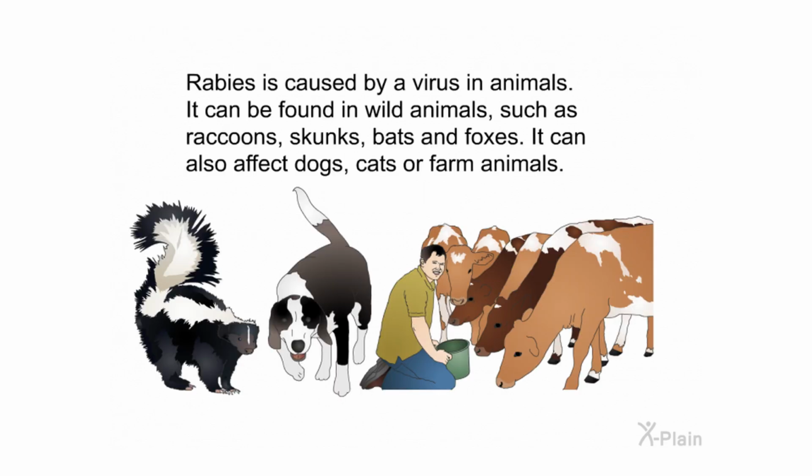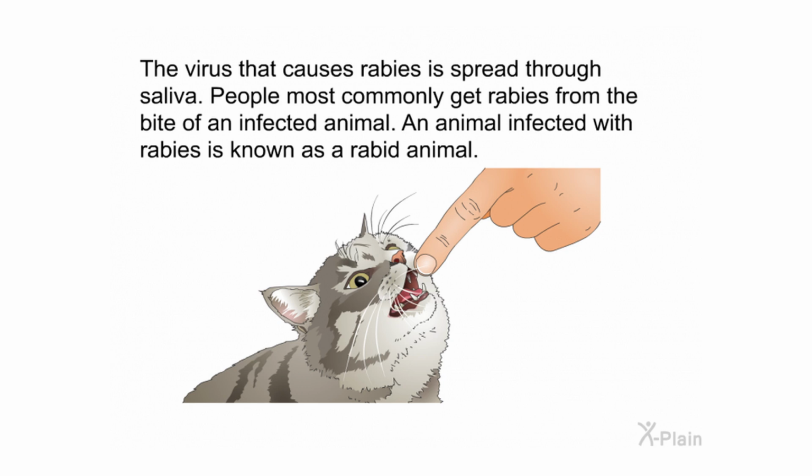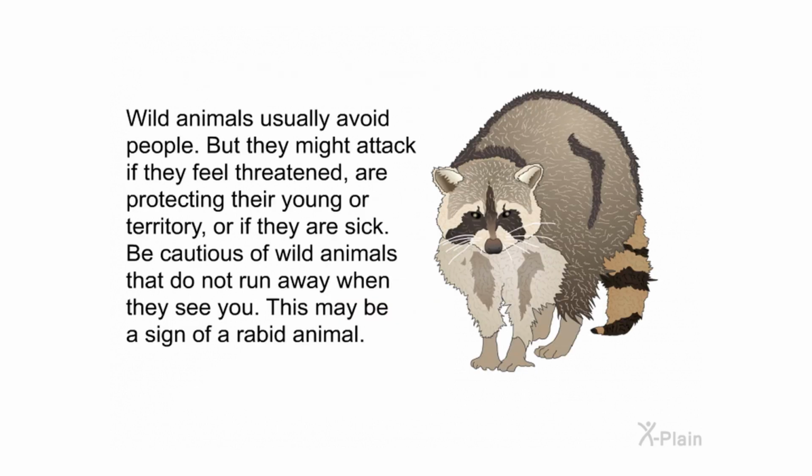Causes. Rabies is caused by a virus in animals. It can be found in wild animals such as raccoons, skunks, bats, and foxes. It can also affect dogs, cats, or farm animals. The virus that causes rabies is spread through saliva. People most commonly get rabies from the bite of an infected animal. An animal infected with rabies is known as a rabid animal. Wild animals usually avoid people, but they might attack if they feel threatened, are protecting their young or territory, or if they are sick. Be cautious of wild animals that do not run away when they see you. This may be a sign of a rabid animal.